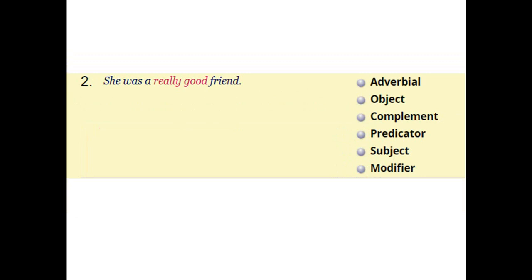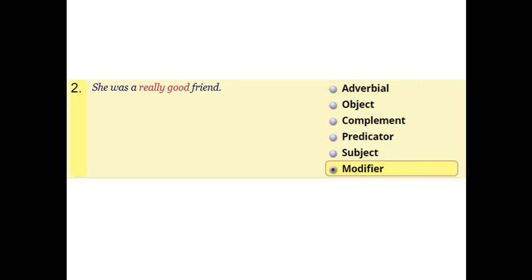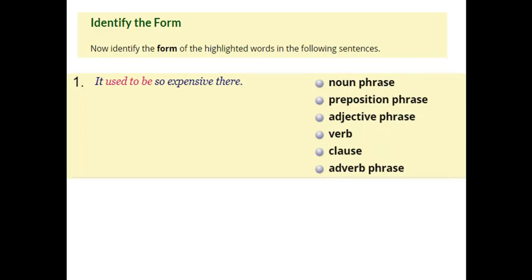The next example. She was a really good friend. Here the highlighted part is a really good: adverbial, object, complement, predicator, subject, or modifier. We have to find the function. As you guess, this is the modifier. You're right. So let's look at identifying the form of the sentences.